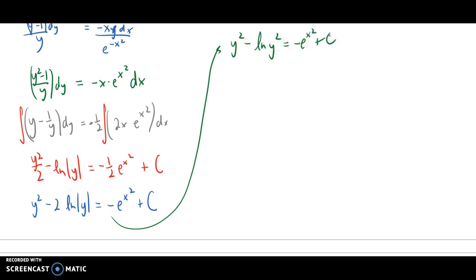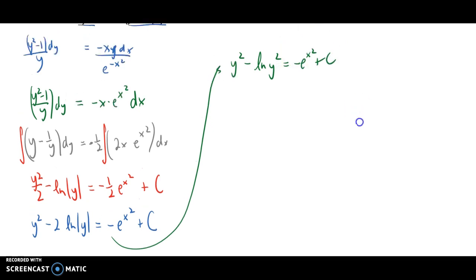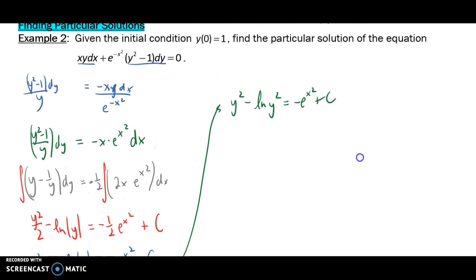So here is a general solution. Our goal is to find the particular solution, given that y of 0 equals 1. So we have to understand what this is saying. This means that y equals 1 when x equals 0. It's phrased a little bit differently. So when x equals 0, y equals 1, that means that we can plug that in. So plug 1 in for y: 1 squared minus the ln of 1 squared equals negative e to the 0 squared plus some constant.